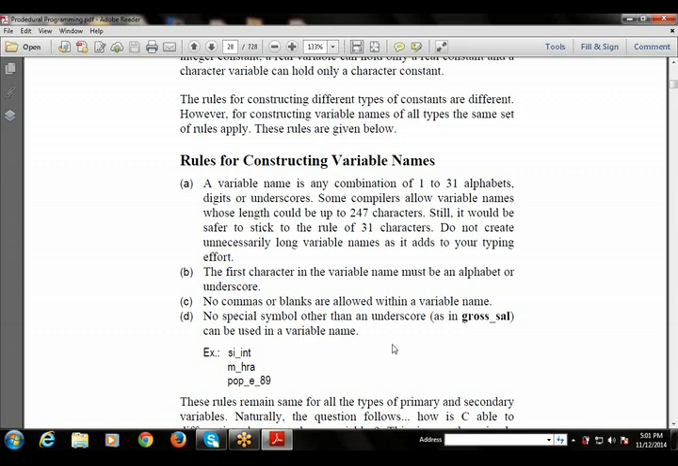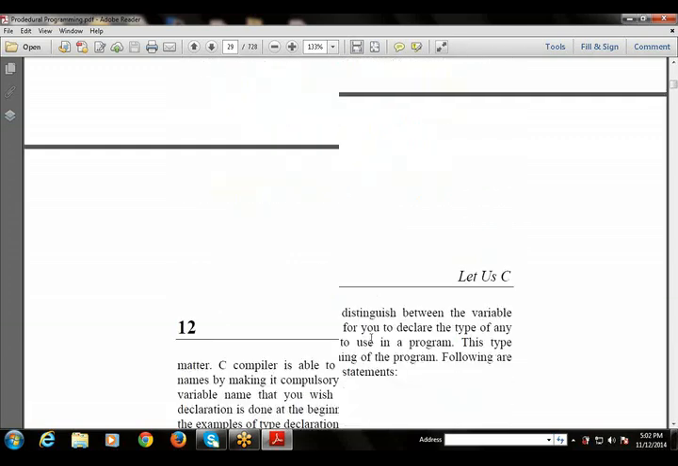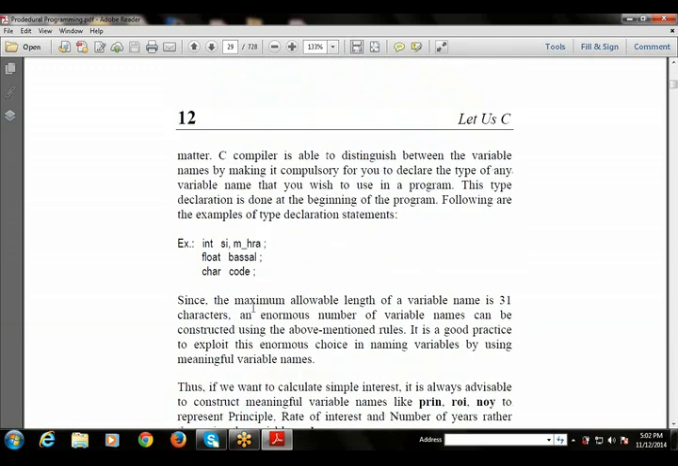A variable name is a combination of 1 to 31 alphabets. That is, it does not contain more than 31 alphabets. The first character must be an alphabet or an underscore. No commas will be used, and no special symbol other than the underscore can be used in the variable name. Since the maximum allowable length is 31 characters, an enormous number of variable names can be constructed using the above-mentioned rule.